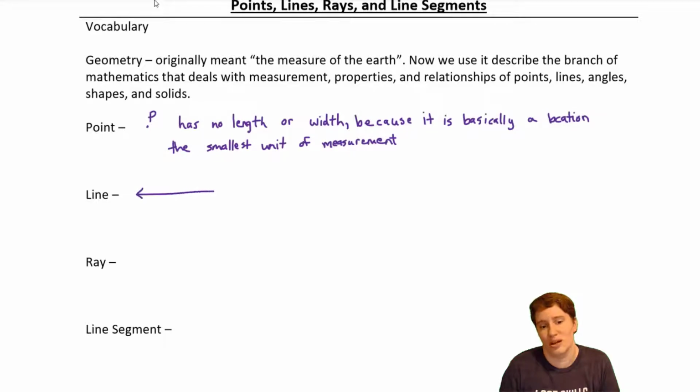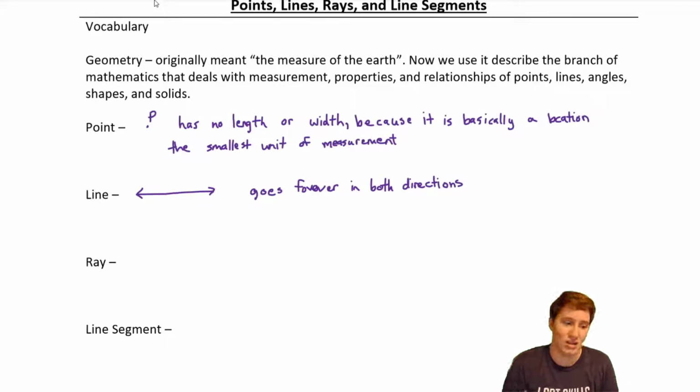A line, we draw. You probably know what a line is, but in math and geometry and algebra, when we're talking about a line, we mean something that goes on forever in each direction. So it goes forever in both directions. And so we show that by putting arrows on either side. If you don't have arrows drawn on the end, someone else isn't going to know that what you mean is a line, so those arrows are important.